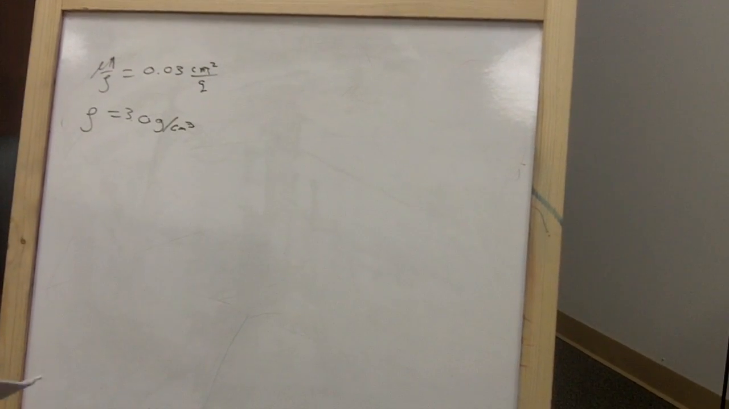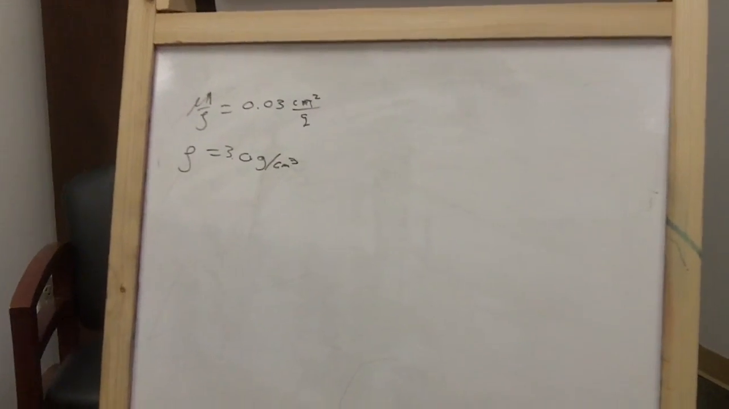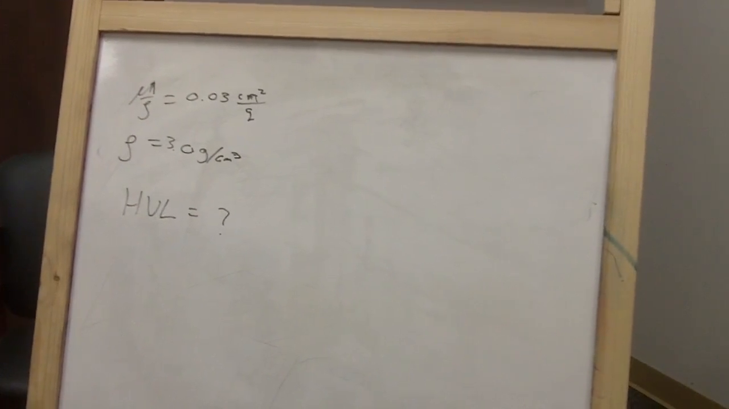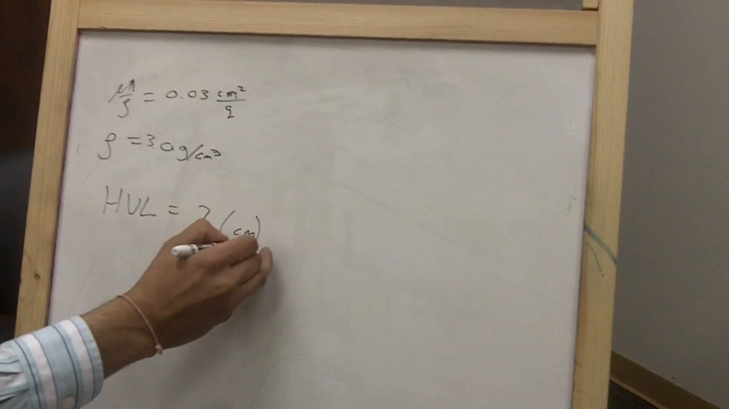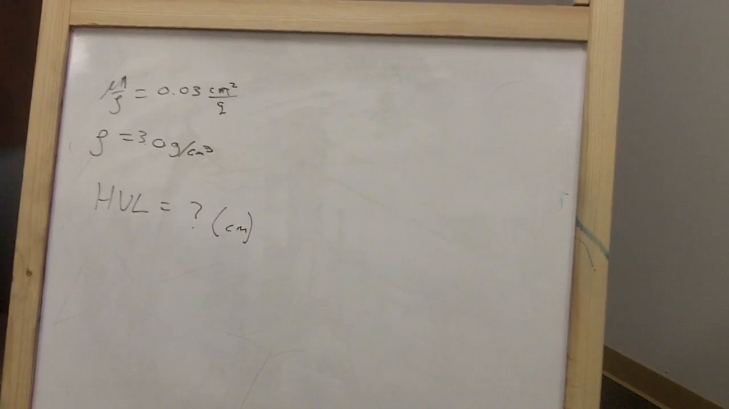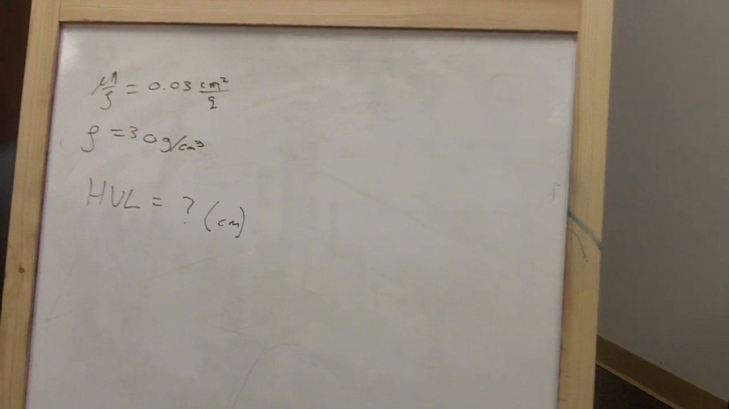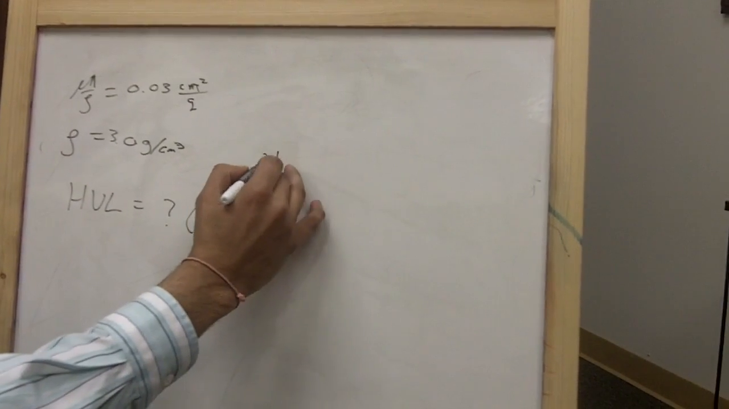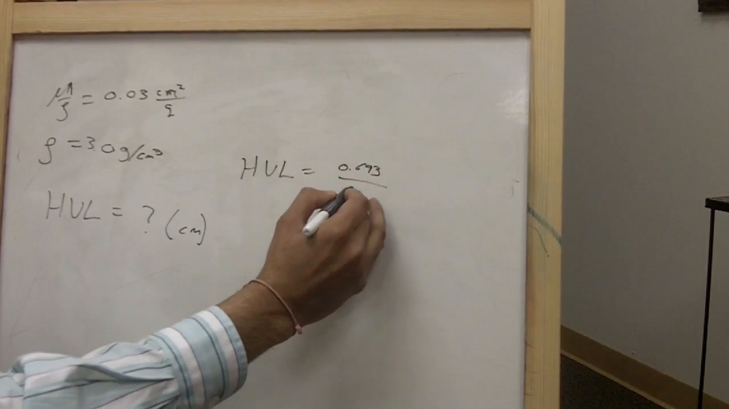Now, what else do we have? That's it, right? We have our thicknesses and we want to know our half value layer. So HVL is what we're looking for, equals in what units? Centimeters. Centimeters would be the easiest to do because everything else is in cm. And then we just say, what was the formula that we had been using? HVL equals 0.693 over mu.